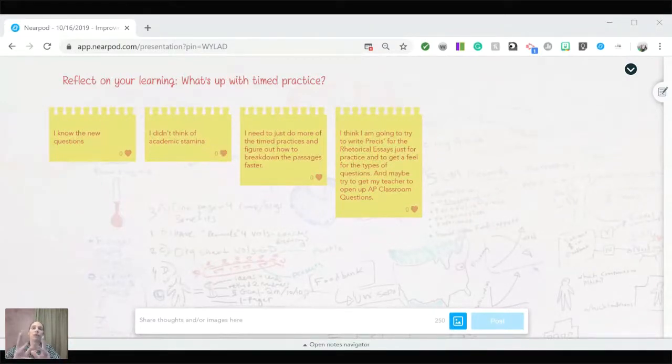And then you said to get a feel for the question types. That will help you as you move forward too, because when you understand what those question types are, bonus points is that your brain starts looking for those in the passage anyway. So that's a big help.